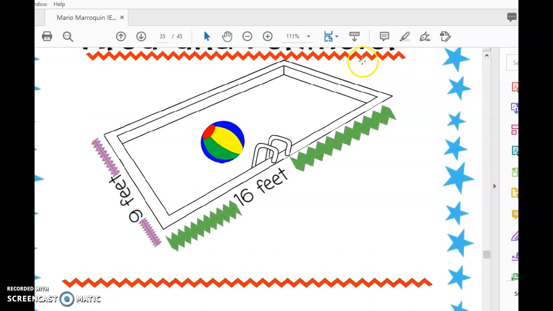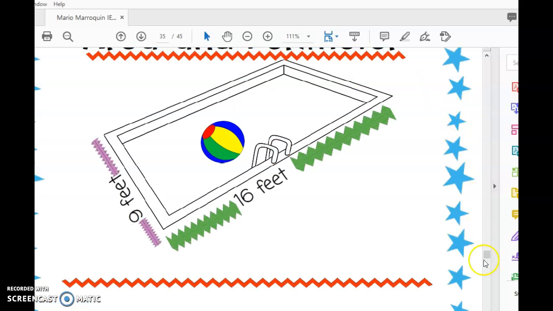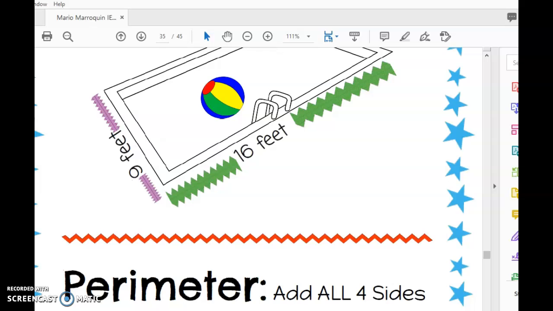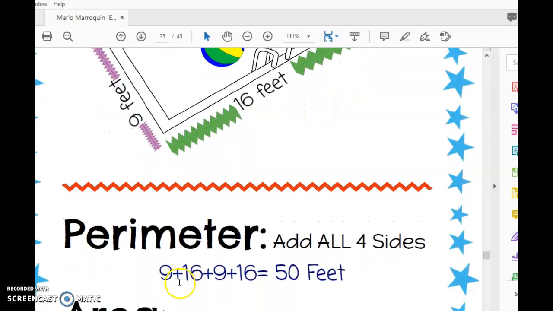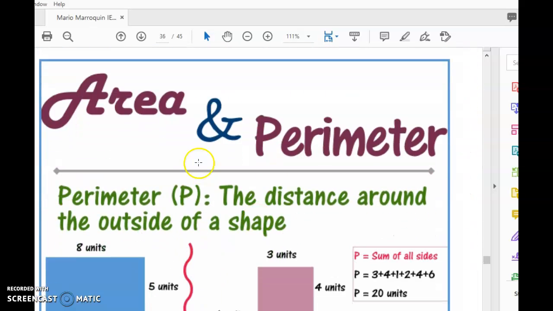Well, we don't have anything here and we don't have anything here. But this side is the same as this side. So this is going to be what? 16. This side is the same as this side. So this is going to be what? 9. So now your problem should look like this: 9 plus 16 plus 9 plus 16 equals 50 feet. So what is your perimeter of a rectangle? 50 feet. Now, I believe we have another anchor chart to help you out.